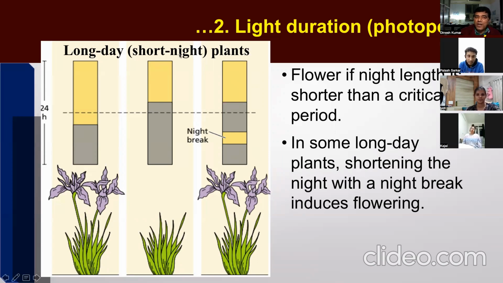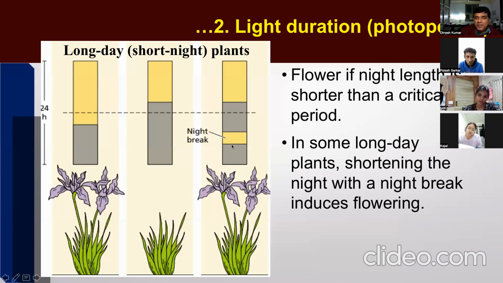You need a shorter night. See the first case: the night is shorter than the critical period. The darkness is shorter than the critical period. It flowers. It is happy. No problem. Give me less dark, I am happy. Second case, you are giving more darkness than the critical, then it will not flower. Light doesn't matter to it.